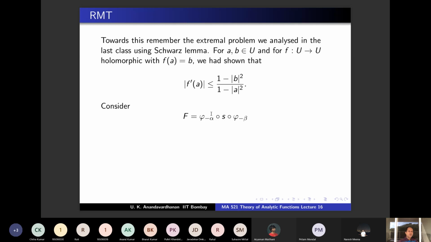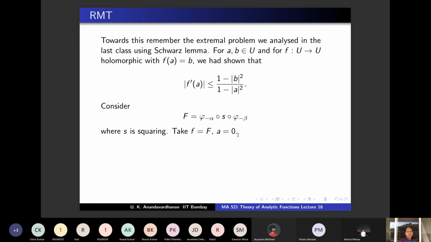That's a function. So consider this capital F, which is phi minus beta, which is from u to u. Then consider the function s, which is squaring. That is again a function from u to u, and compose further with this. So f is a function from u to u. S is squaring. And in this formula, take f to be capital F and a to be 0.